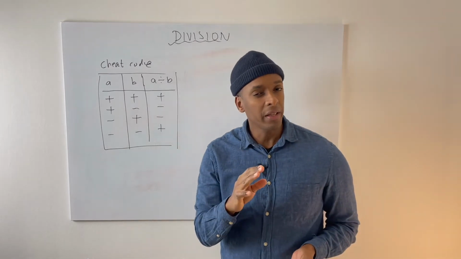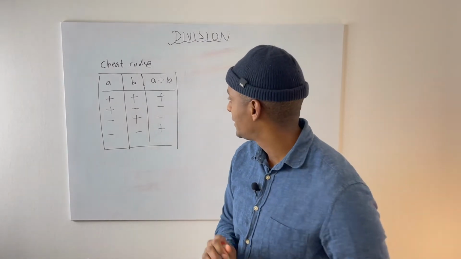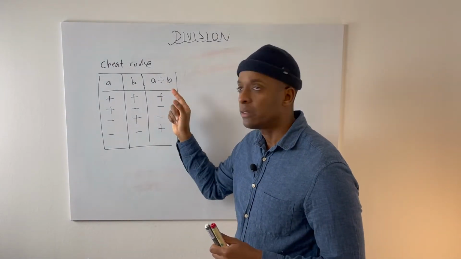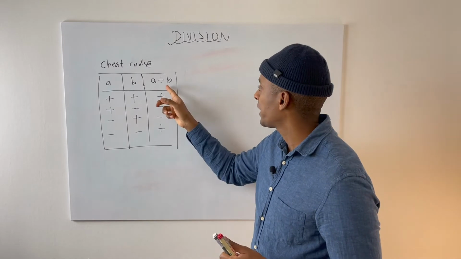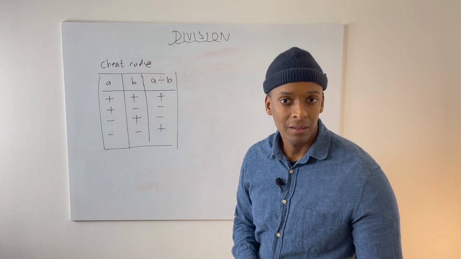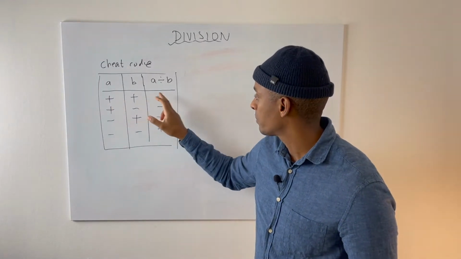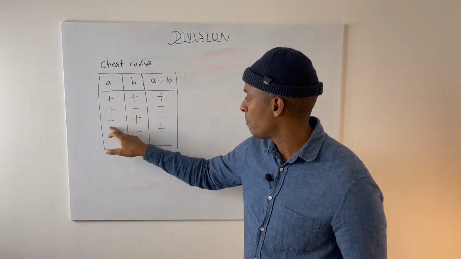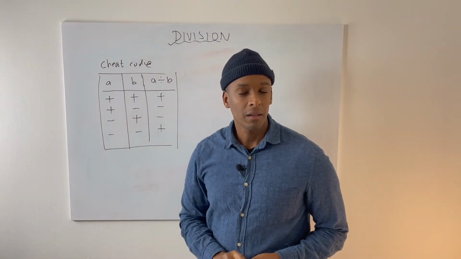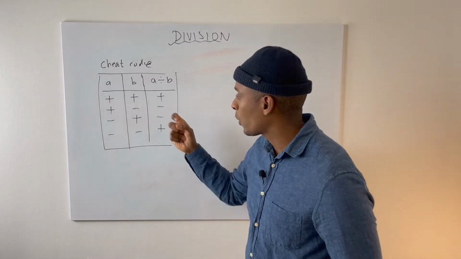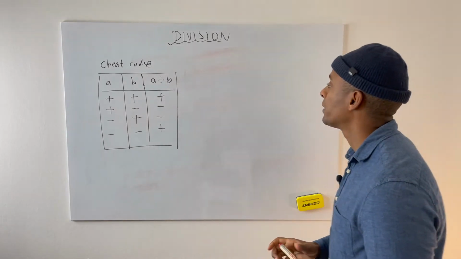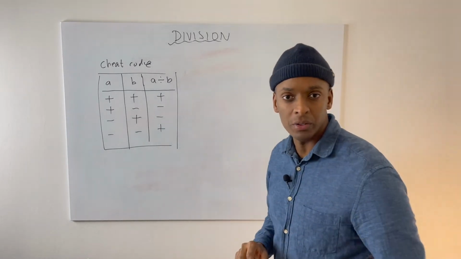What's really funny here, and this is typical in mathematics, this kind of symmetry, is that the cheat code for division and the cheat code for multiplication look exactly the same. Plus, plus gives plus; plus, minus gives minus; minus, plus gives minus; minus, minus gives plus. So it's quite easy to remember. If you know one of them, you already know the other.